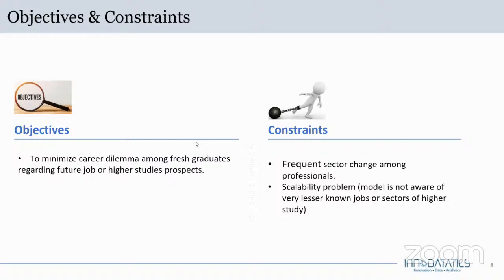Our business objectives are to minimize career dilemma among freshers and graduates regarding future job or higher education prospects. And our business constraints are that there is frequent sector change among professionals, and there is a scalability problem because we don't have enough data. The model is not aware of all known jobs and all sectors in higher education. Next slide.